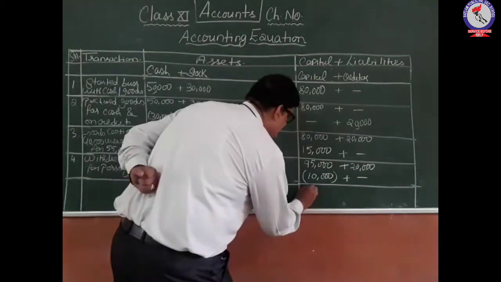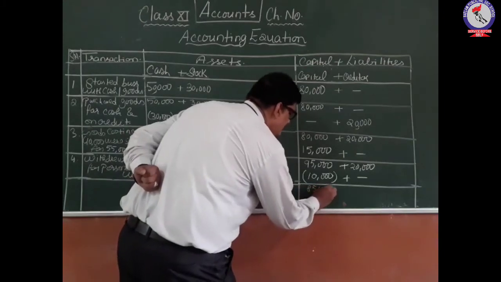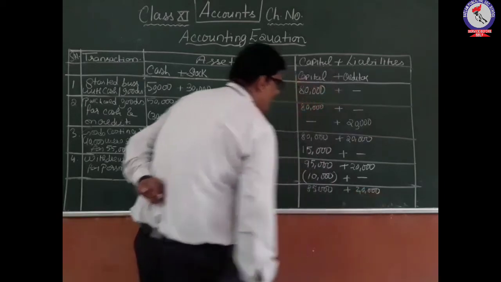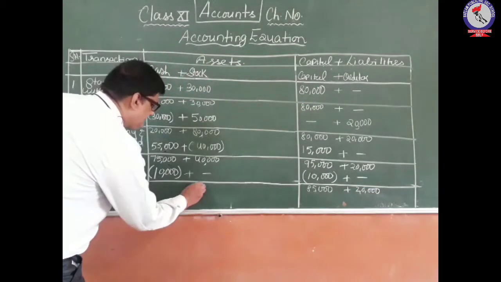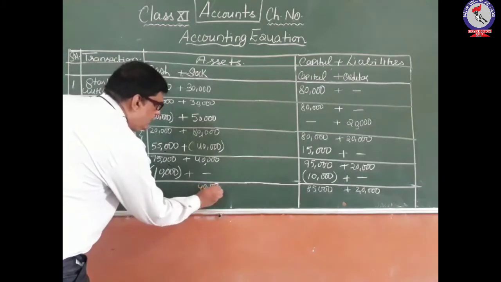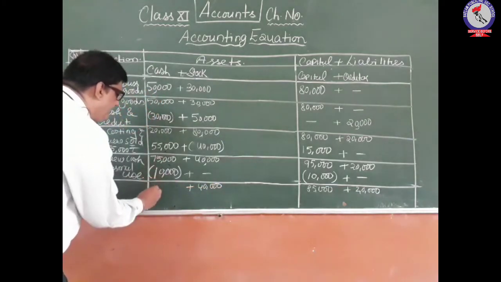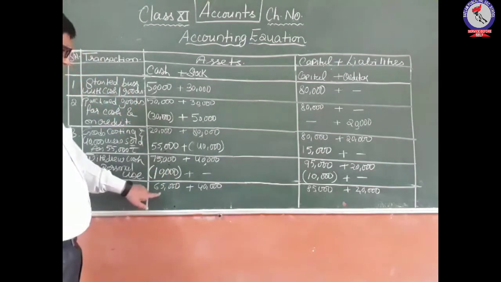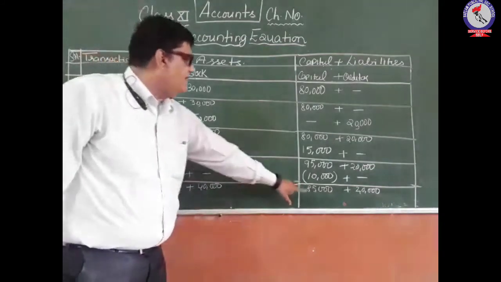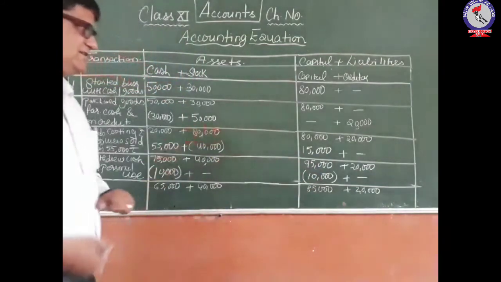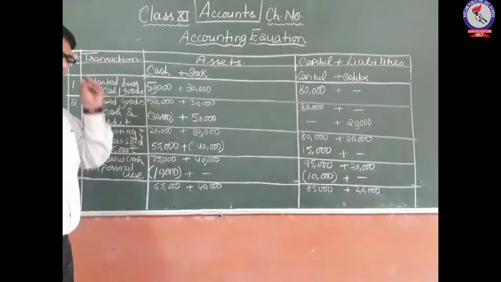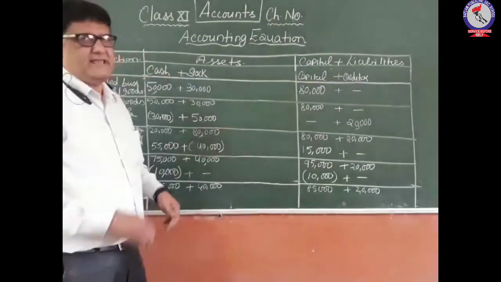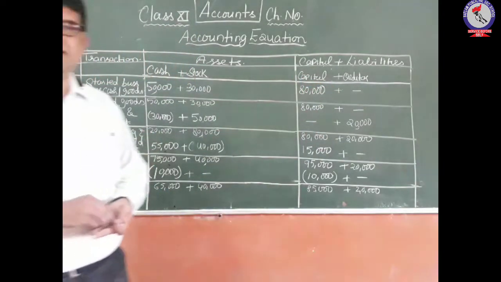So now your capital balance is 85,000 rupees. Creditor still 20, so total liability 1,05,000. Here it is 40,000 stock and 75 minus 10, 65,000 is your cash balance. So total 1,05,000 and 1,05,000. So after this equation also what we have observed is the balance of the assets and the liability side total are same. Now one more equation.